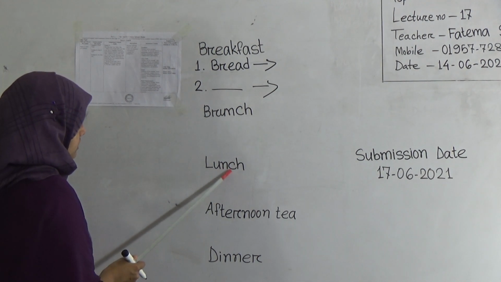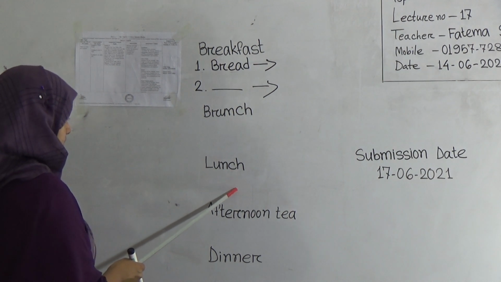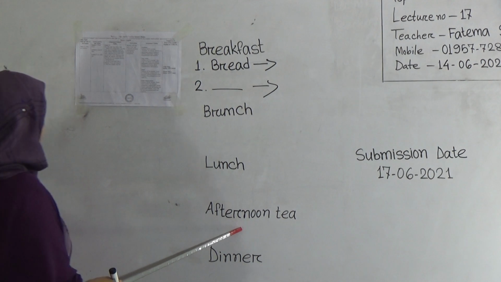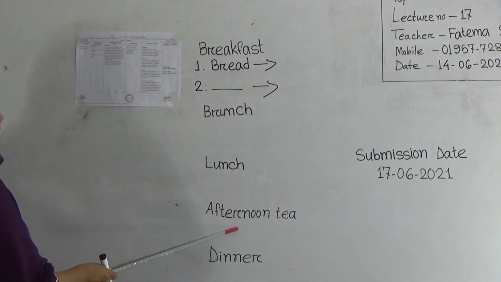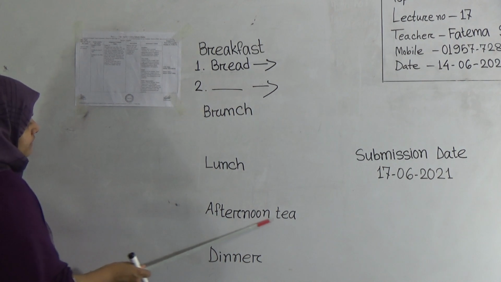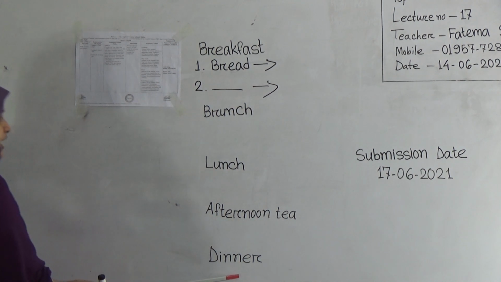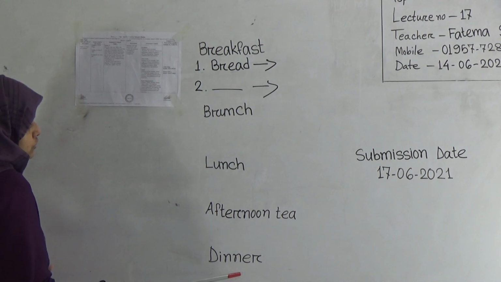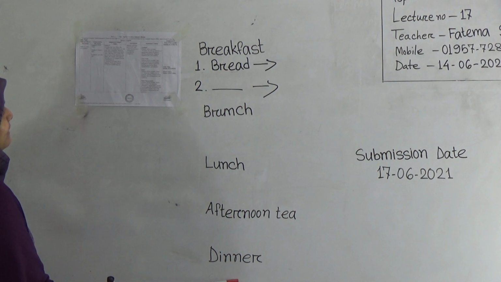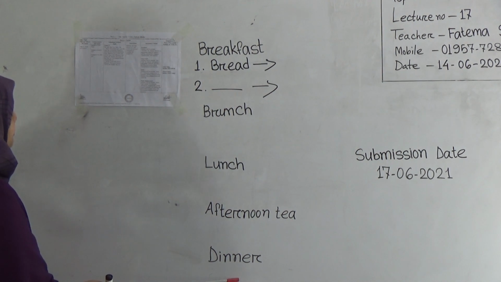In lunch we used to take some heavy food. And for afternoon tea we used to take biscuits, tea and some light foods. And at last, at the end of the day, we used to take our dinner, and it is also like our lunch. And at the time of dinner we used to take rice, and meat, whether it can be chicken, mutton, or beef.